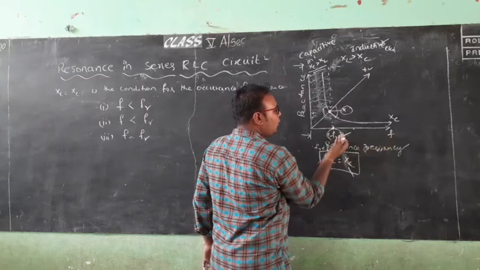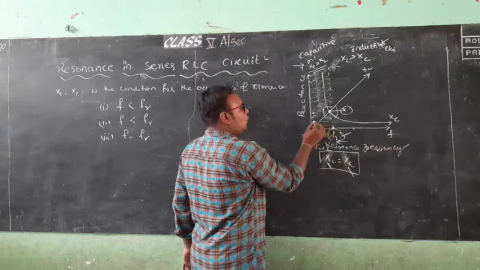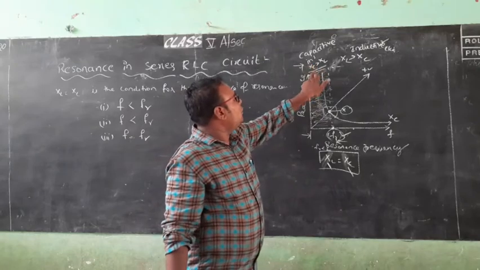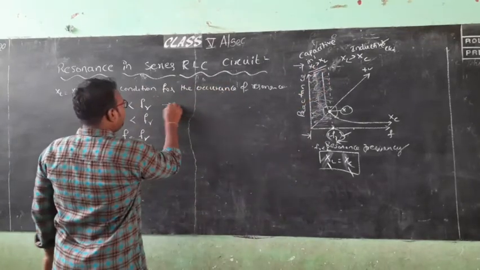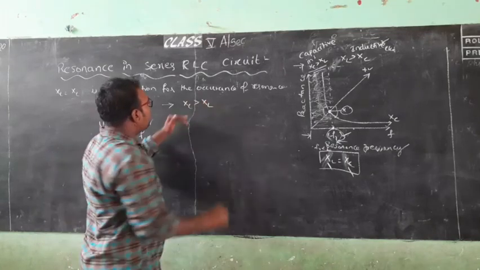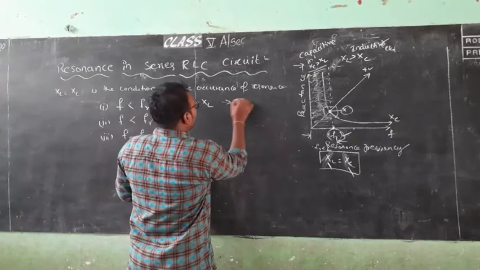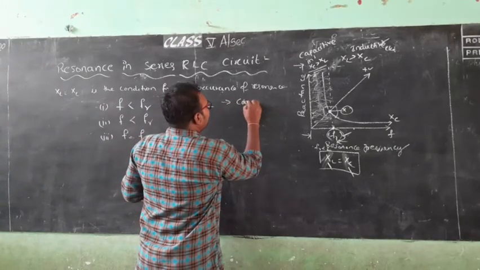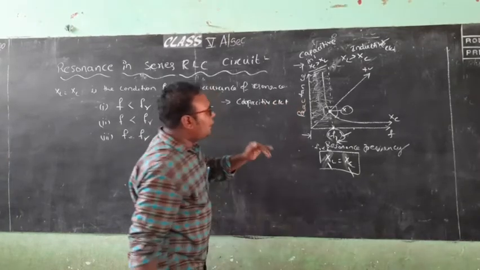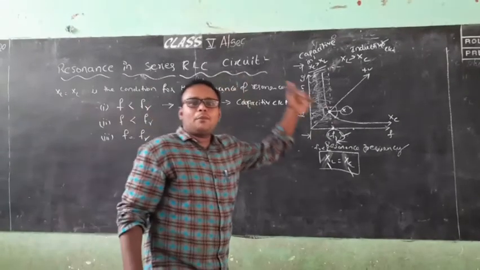What happens when F is less than FR? The frequency value is less than FR, so all these conditions come. What is the area covered? Here we already told that the capacitive reactance is greater than the inductive reactance. So this is the capacitive circuit. When F is less than Fr, the circuit acts as a capacitive circuit.